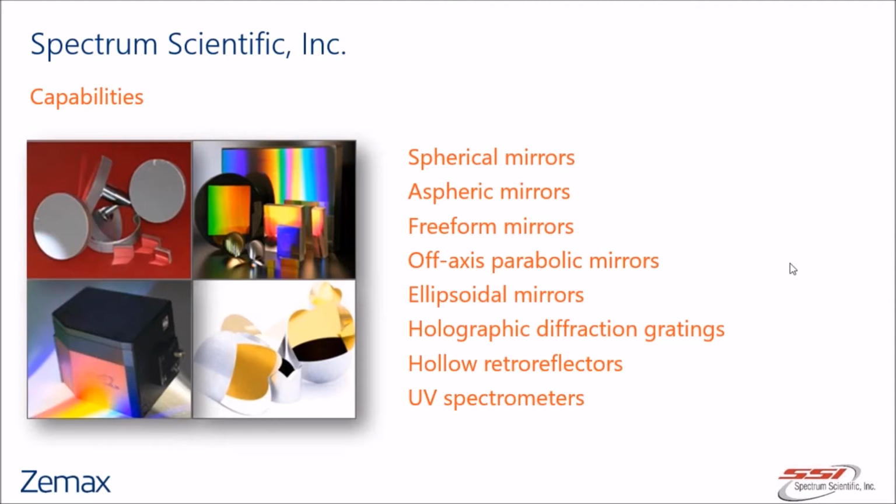We also offer a range of hollow retroreflectors with return beam accuracies below 2 arc seconds. These retroreflectors are of a rugged, one-piece construction made from solid aluminum, making them insensitive to vibration, position, and movement, and ideal for use in Michelson type interferometers, FTIR spectrometers, and laser-based tracking systems. As well as components, we also design and manufacture miniature spectrometers based around our holographic gratings.